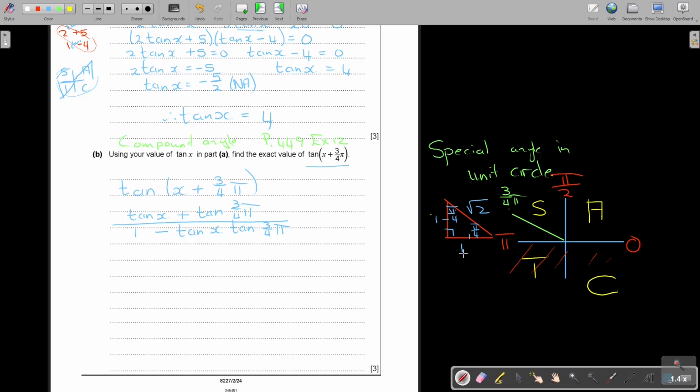Now, if you see tan is positive here, tan is positive here, and tan is positive here. But tan in this quadrant is negative, and in this quadrant, tan is negative. So I will work with those values. I will just bring in the negative. Okay, but let's just start.